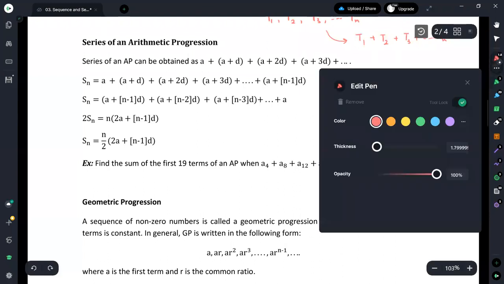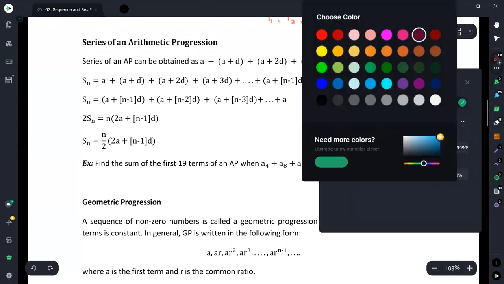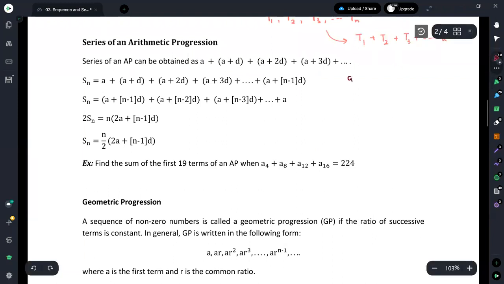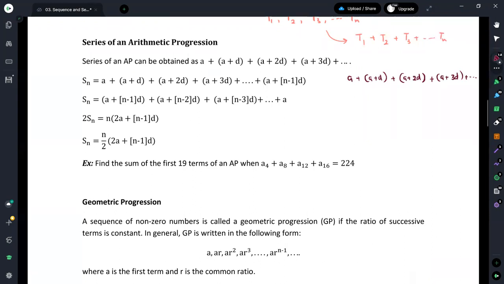Therefore, the series of an arithmetic progression can be obtained in this form. Here we can take the first term, the second term is a plus d, then it is added to the third term, then it is added to the fourth term. Likewise, you can have the addition of the terms of the sequence to construct the series. If you are taking the addition of n number of terms, you can denote it as Sn. It will be the summation of n number of terms.